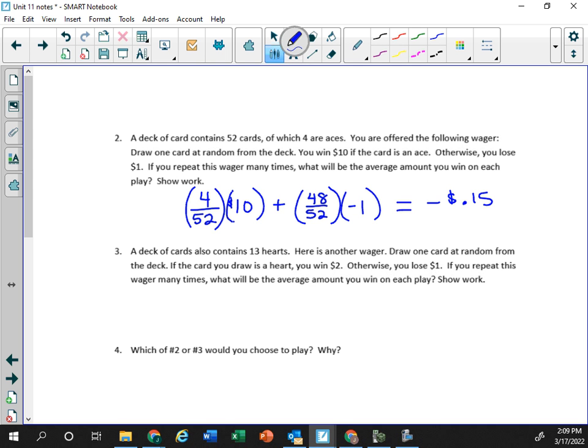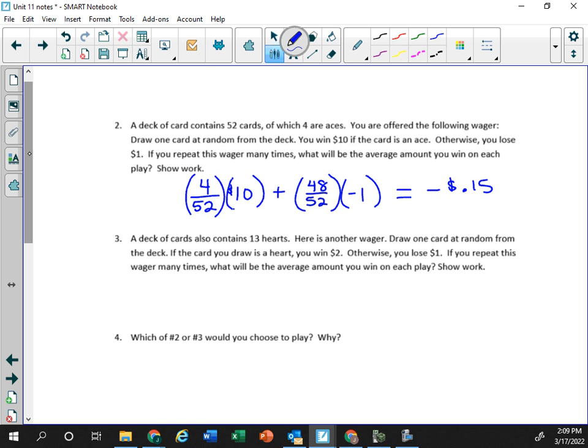Great game, huh? Now, does that mean when you walk up and play this, you're going to lose 15 cents on that one play? No. On one play, you're either winning $10 or losing $1. Oh my goodness. And they're taking 85 cents from you? Or they're taking 15 cents from you. Oh, okay. All right, let's try again.